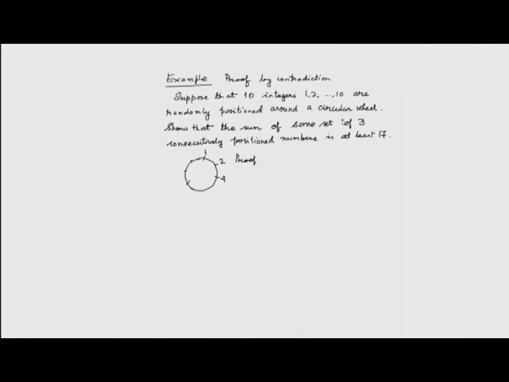So, we start the proof by defining xi, which is the integer positioned at the position i of the wheel.